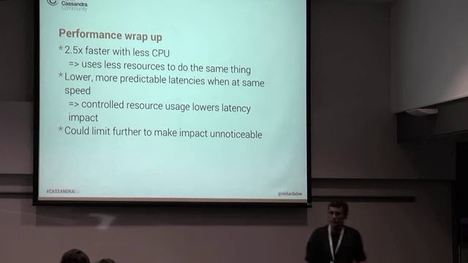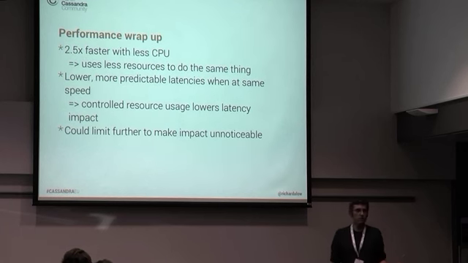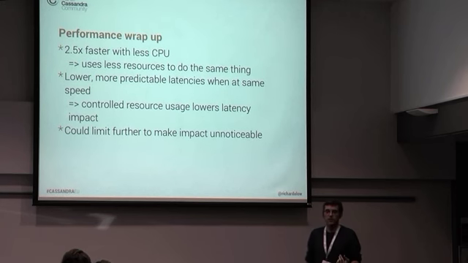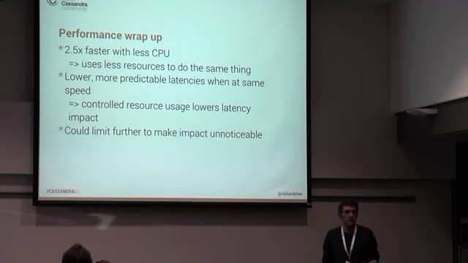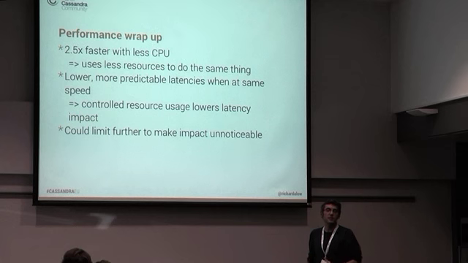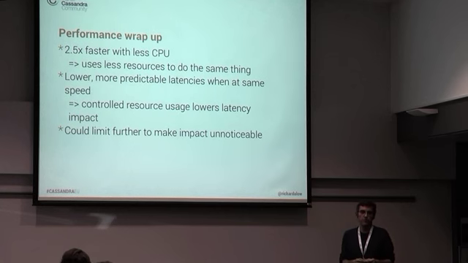So what do we find from the performance? It's 2.5 times faster, which means we're using less resources to do the same thing, which is always a plus, but that's not the main excitement. The main excitement is that the latencies are more predictable when running at the same speed. So it shows that this approach of bypassing Cassandra to read the data does work.